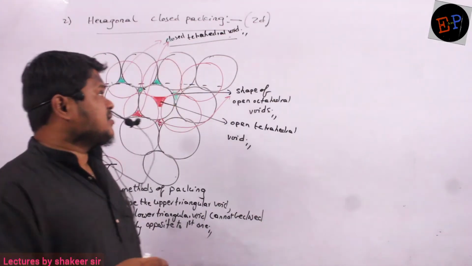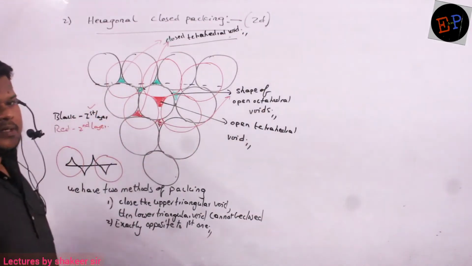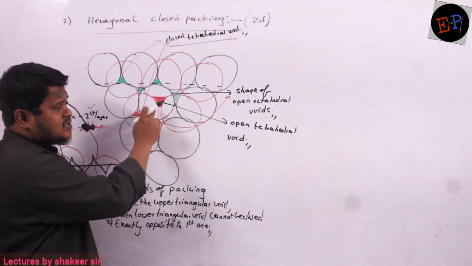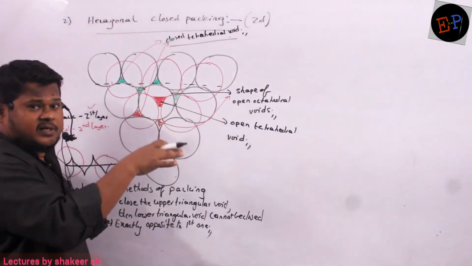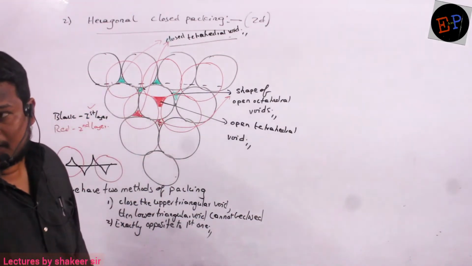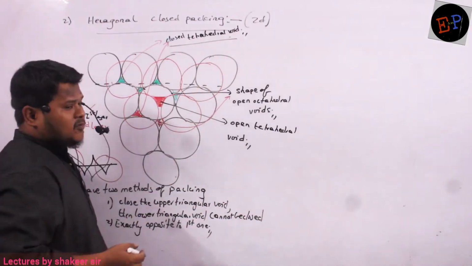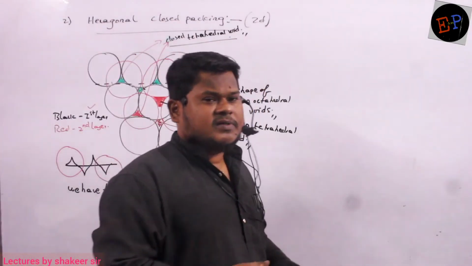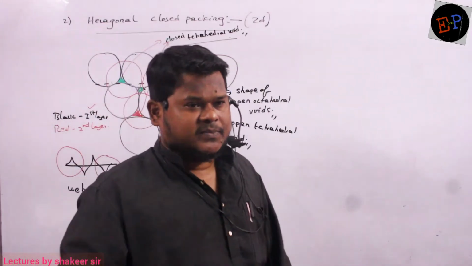Now, we will revise once again. Where is the open octahedral void present? It is present in between the first layer and the second layer, and it is that void which is not covered by an atom. Understood? And what about a closed tetrahedral void? It is the void present in between the first layer and the second layer, but it is covered by an atom. Are you able to understand?